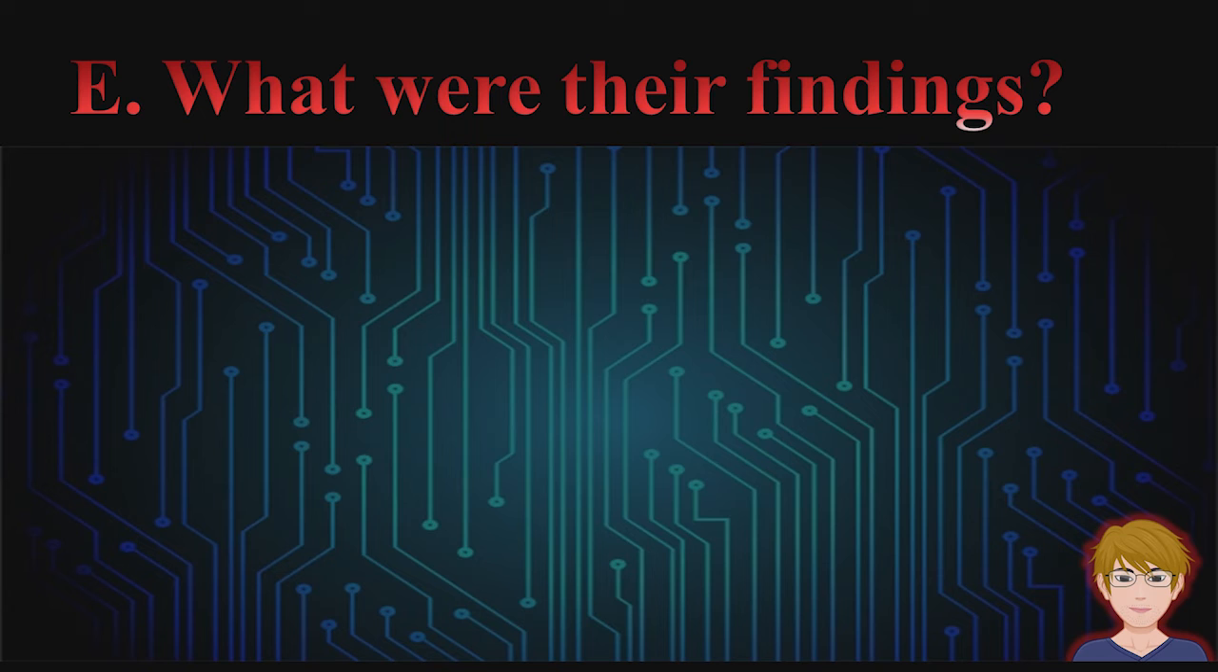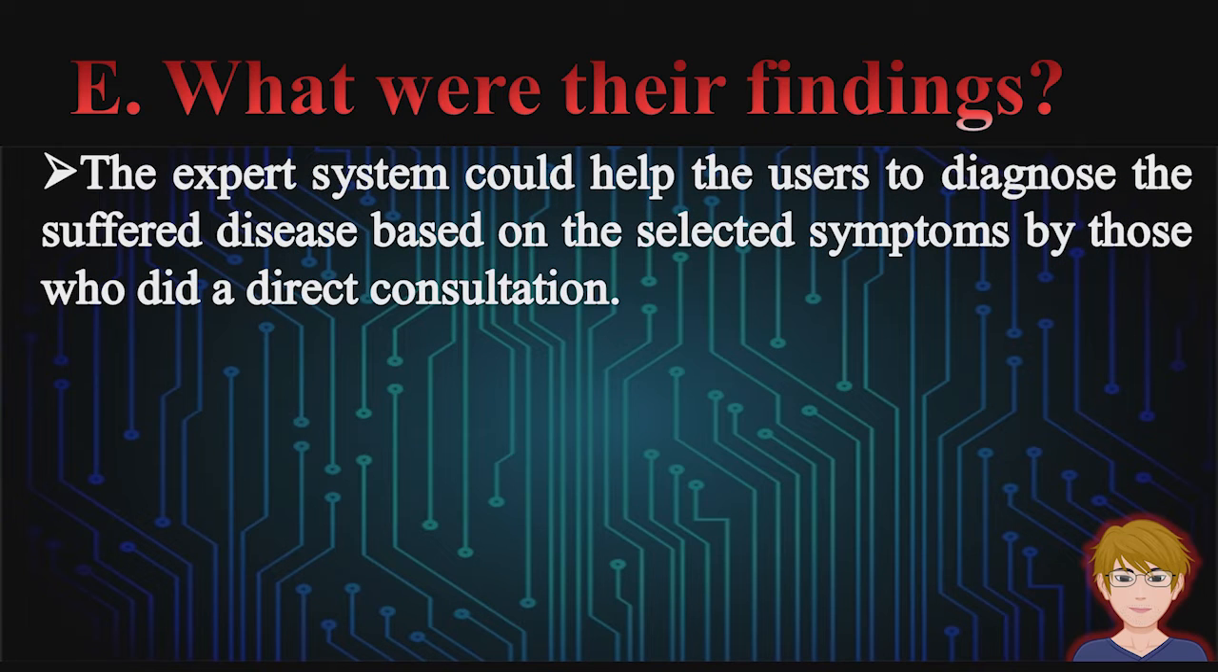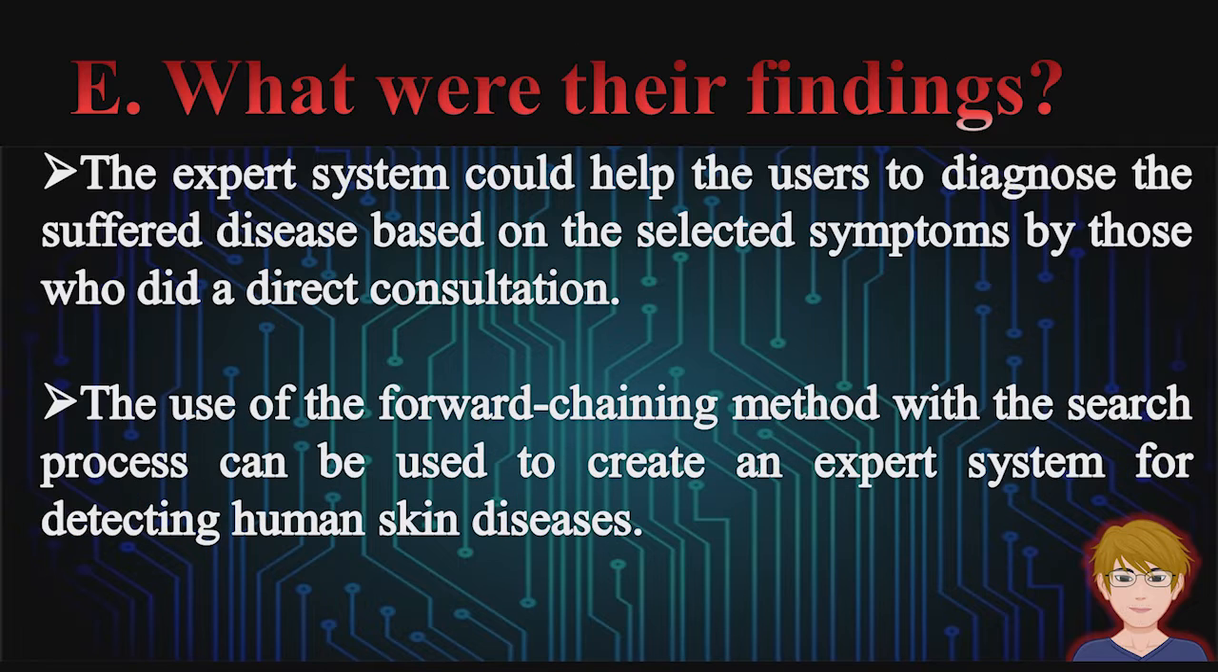Letter E, what were their findings? So the expert system could help the users or the patients to diagnose the suffered disease based on the selected symptoms by those who did a direct consultation. So through the use of the expert system web. Okay, so the use of the forward chaining method with the research process can be used to create an expert system for detecting human skin diseases. So that's what the forward chaining method is all about. Okay, so the way of how they manipulate the decisions or the data.